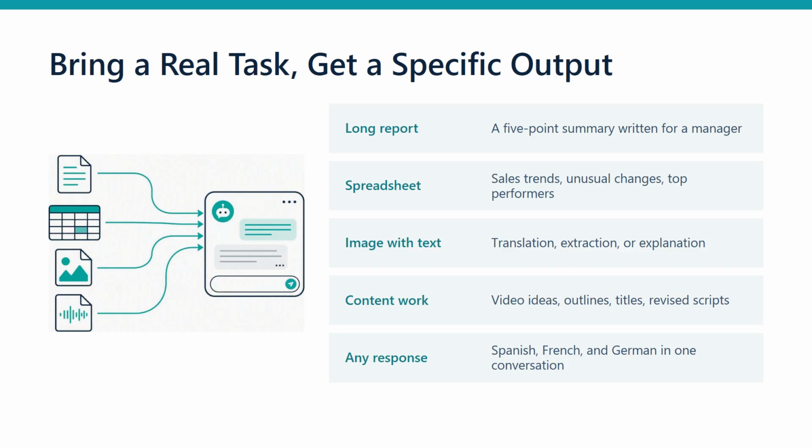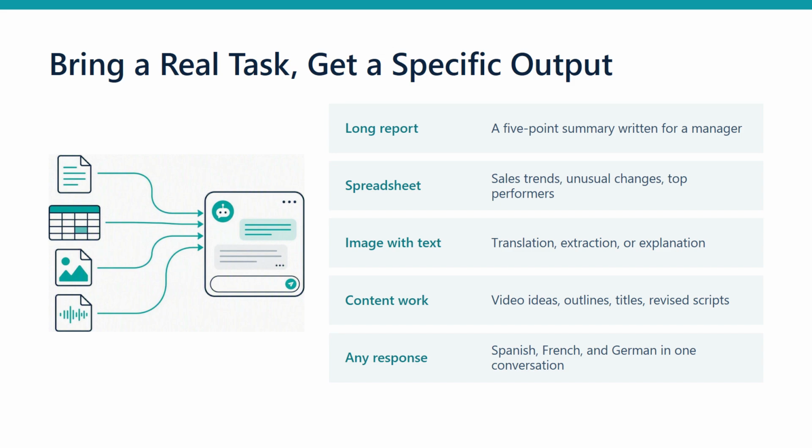You might upload a long report and ask for a 5-point summary written for a manager. You might upload a spreadsheet and request an analysis of sales trends, unusual changes, or top-performing products. An image containing text becomes another source for translation, extraction, or explanation. Content creators might request video ideas, outlines, titles, descriptions, or revised scripts. ChatGPT also works across multiple languages, so an English response might become Spanish, French, and German versions in the same conversation. These examples show why the tool offers more value than rigid chatbots built around preset answers.